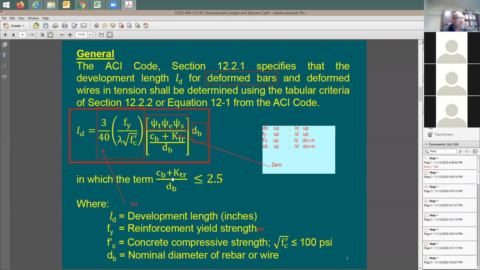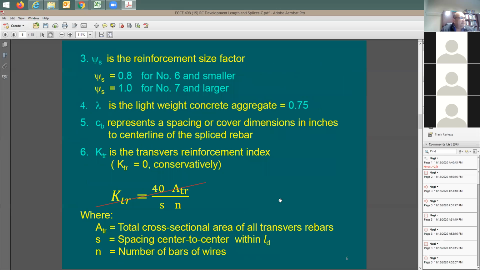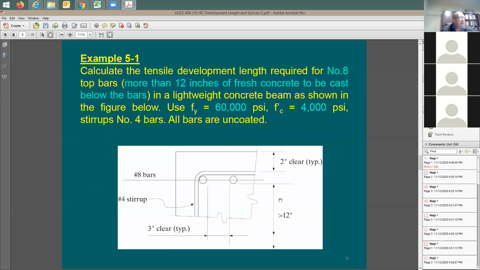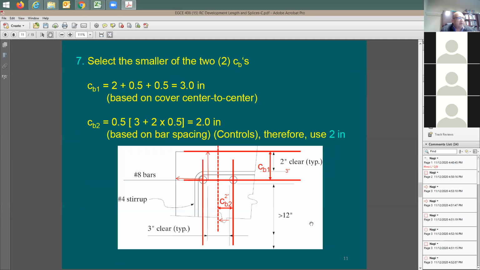This is the check that you do. C sub B plus K sub TR, as we said, is going to be equal to 0. So C sub B is going to be 2 divided by 1, which is 2, and this has a maximum or a cap of 2.5. So okay, now I guess I have all the values I'm looking for, right? So what's next? Just use the equation.